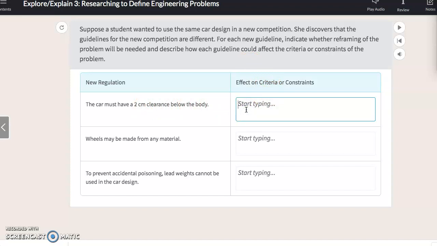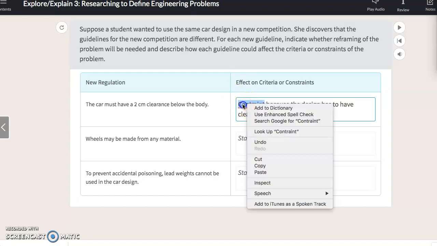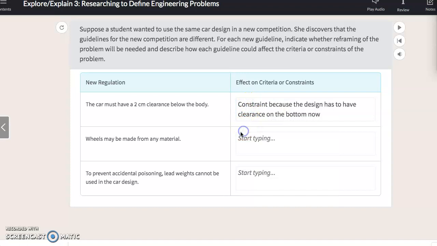This would be an effect on a constraint because the design has to have clearance on the bottom now. That's really a constraint. It's giving you a constraint, basically. Wheels can be made from any material. Usually what's material, that's criteria, because it is telling the driver what material to use.